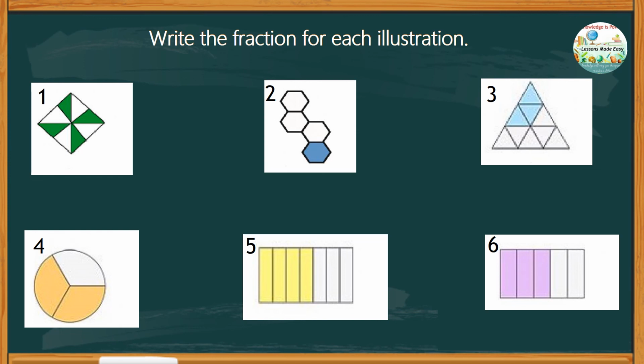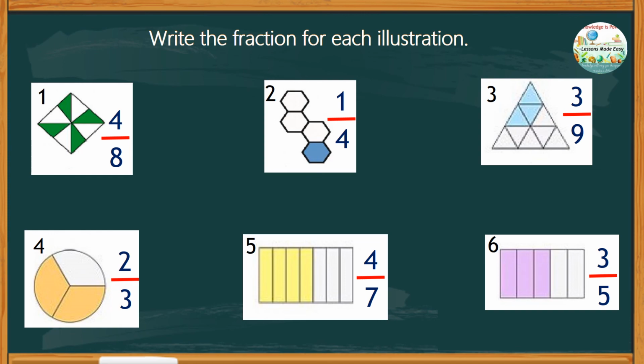For number 1, our fraction is 4 over 8, or a half. Number 2, it's 1/4. Number 3, it's 3 over 9. Number 4, it's 2/3. Number 5, it's 4 over 7. And number 6, it's 3 over 5. And that's it.